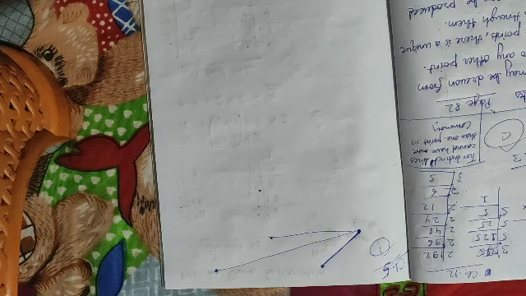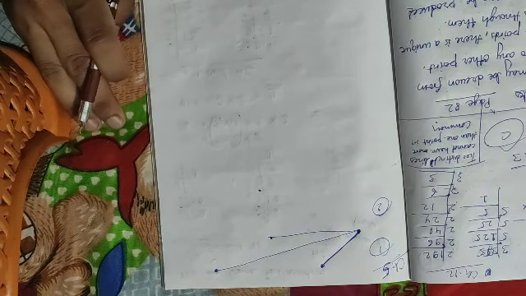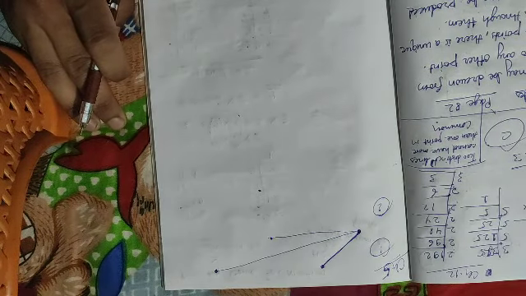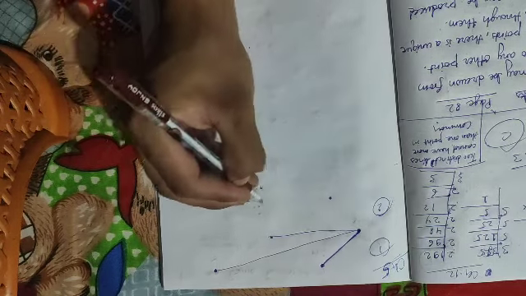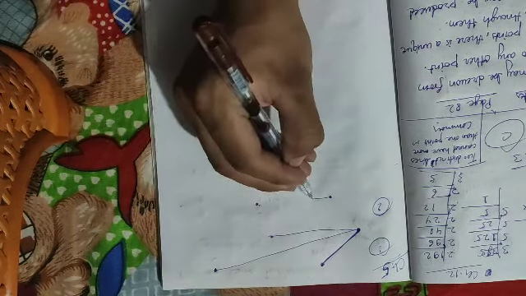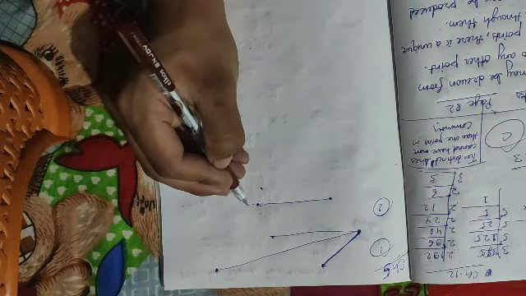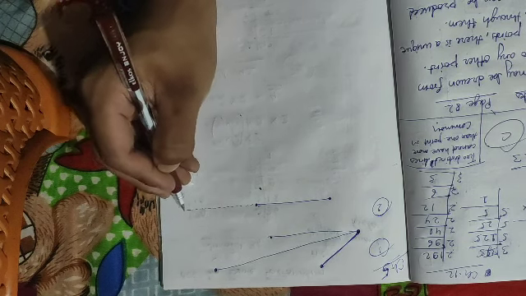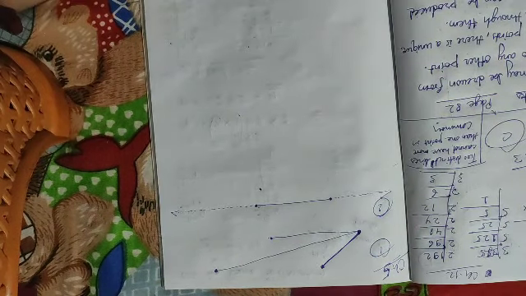Next, a terminated line can be produced indefinitely. What do we call the terminated line? If you remember what we studied in class 8, the terminated line is called a line segment, isn't it? A terminated line means it has two endpoints, right? See, this is the terminated line, or simply a line segment. It can be produced indefinitely, meaning I can produce it to anywhere I want. This is the simple case.